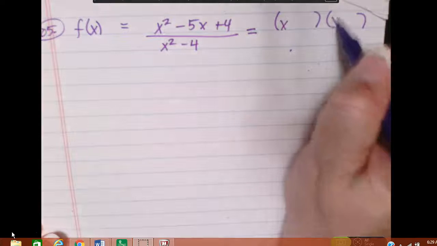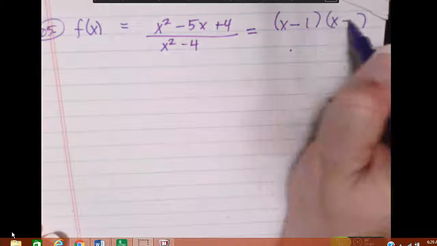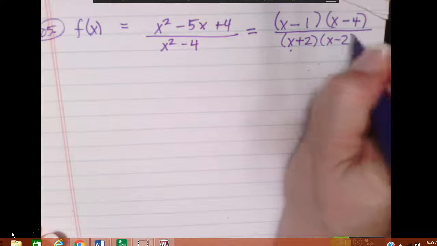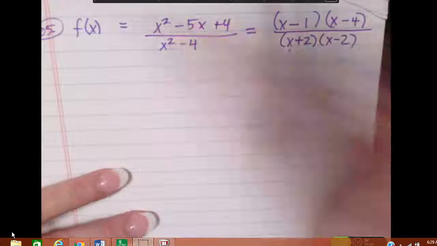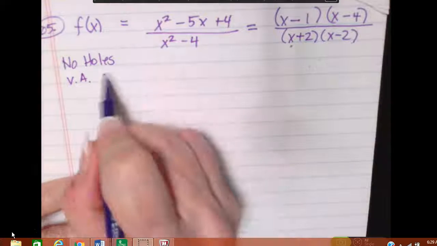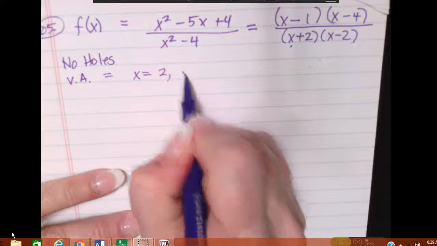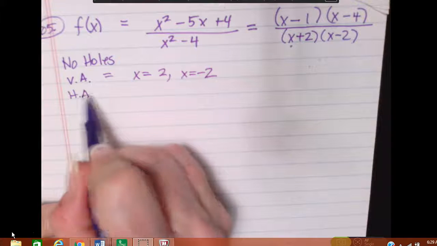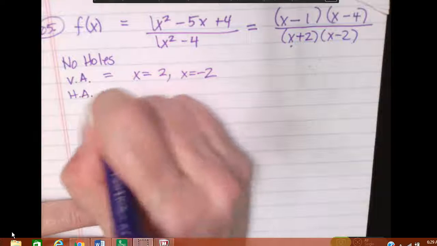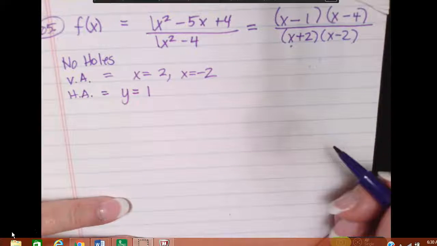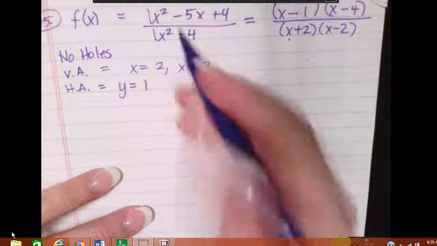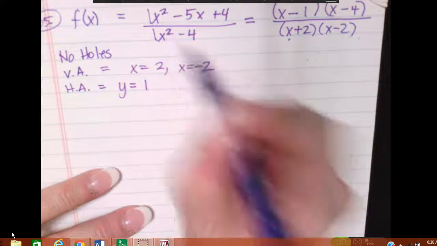We have x, we're going to have -1 and -4. And then on the bottom, that's a difference of squares, so x plus 2 times x minus 2. So actually nothing cancels, so we have no holes. We have vertical asymptotes, we have 2 of them, at x equals 2 and x equals -2. We have a horizontal asymptote, we have the same powers here, and so here I'm coming back to the unsimplified function. 1 over 1 is 1. And there are no slant asymptotes because my degree is not 1 more.